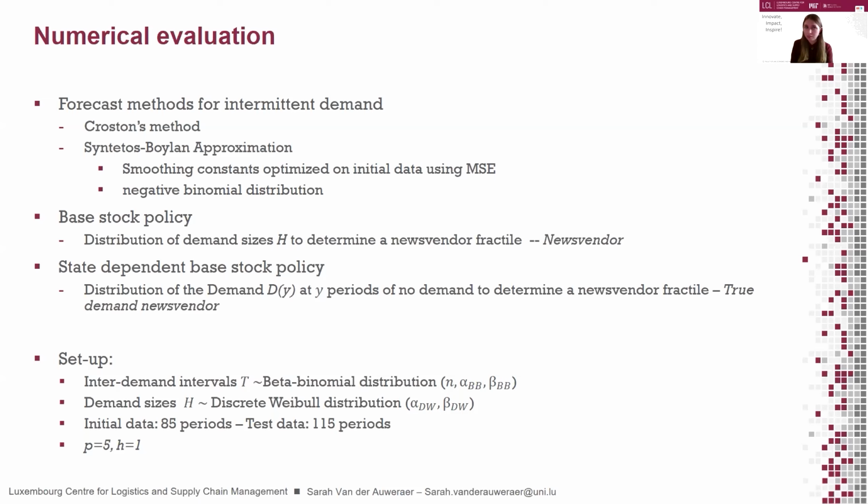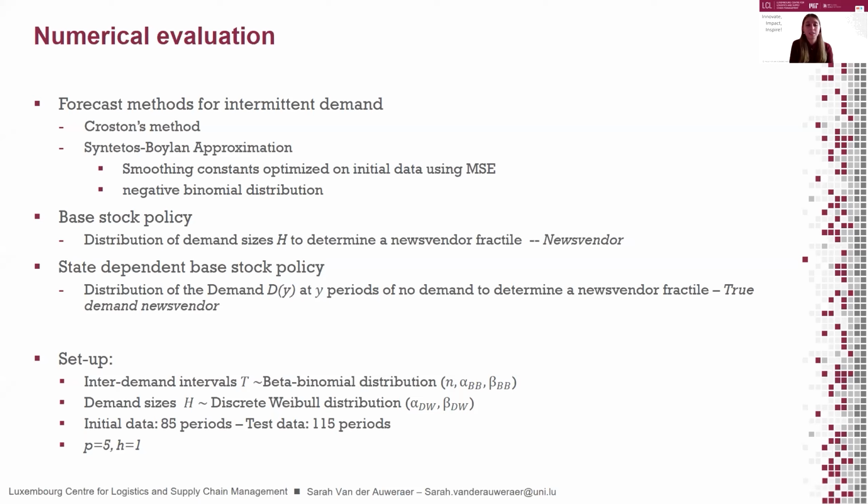where this base stock policy has a fixed base stock level, so a fixed order up to level that is dependent on our distribution of the demand sizes H. So this means actually that this base stock policy assumes there is no intermittency and there's just demand in every period. And we use the optimal newsvendor fractile to set the base stock level. And then lastly, we compare our approach with a state-dependent base stock policy. So here we use the distribution of the demand d of y, so it's state-dependent depending on y, to again determine a newsvendor fractile. And this last benchmark is in fact a myopic variant of our own approach, as it only looks at minimizing your immediate costs C and not at the expected future costs.